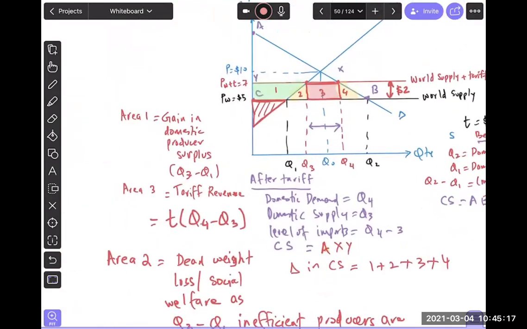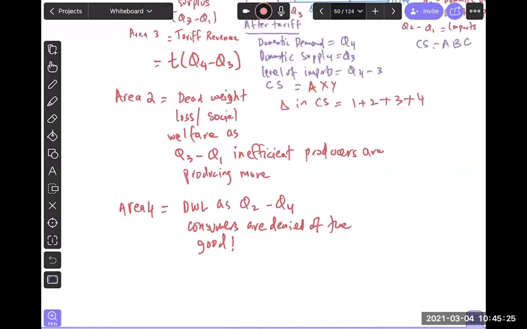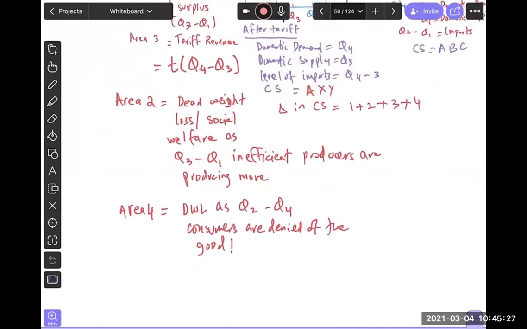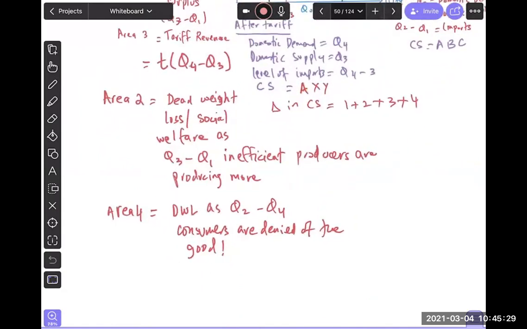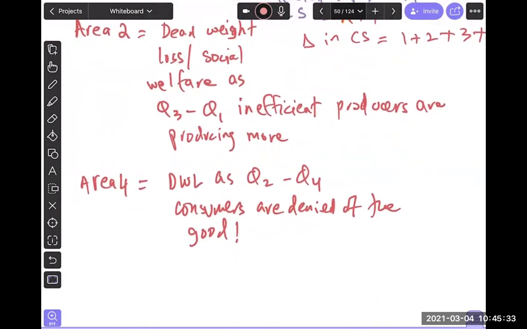Madhya, sir, I was saying because of tariff, the imports will no longer be needed. No, because of tariffs, the imports have gone down to Q4 minus Q3. But because you are now importing less, you are promoting the inefficient domestic producers.